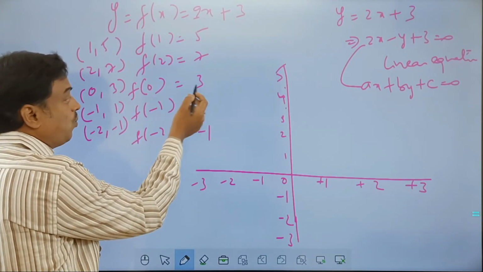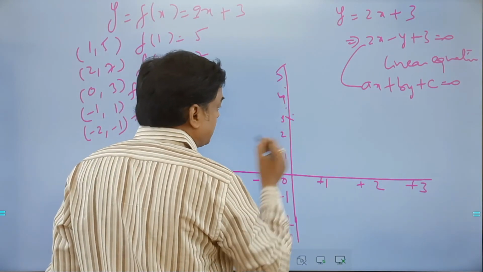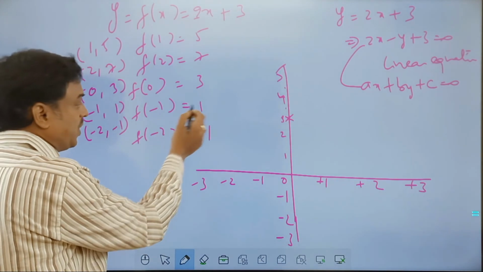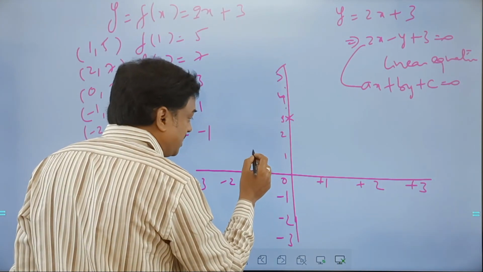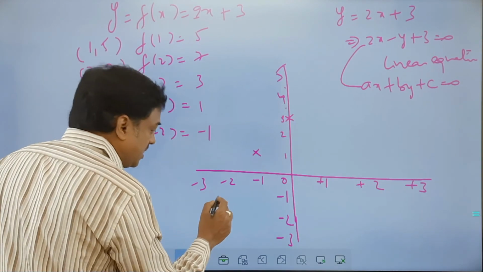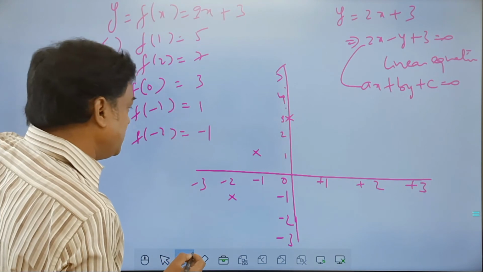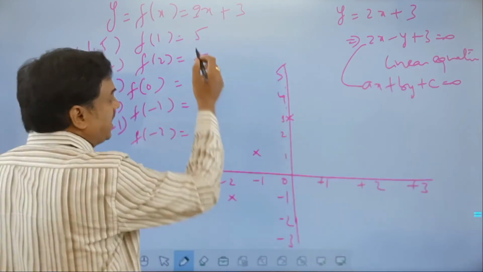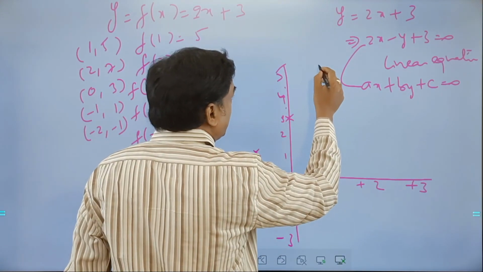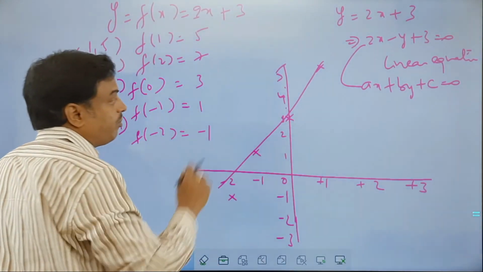When x is 0, y I got as 3. This is the first point. When x is minus 1, y is 1. So this is the second point. Next, when x is minus 2, it is minus 1, so somewhere here is a possible value. And consider the same for 1, where I got 5, and for 2 I got 7. When you join them, you will get a proper straight line.